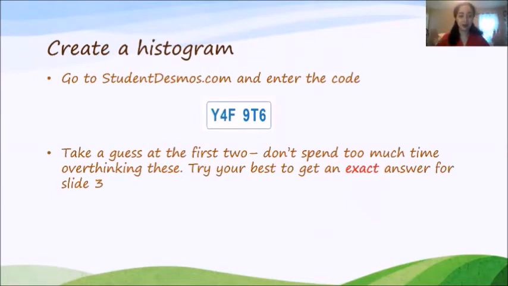Now it's time to create a histogram. So you're going to go to, again, student.desmos.com and enter this code. You do not need to capitalize or put a space. You just put Y for F96, and you'll probably need a Desmos account beforehand. So before you put in this code, actually, I would make a student Desmos account. It's fairly quick, free, and easy, and then enter this code.